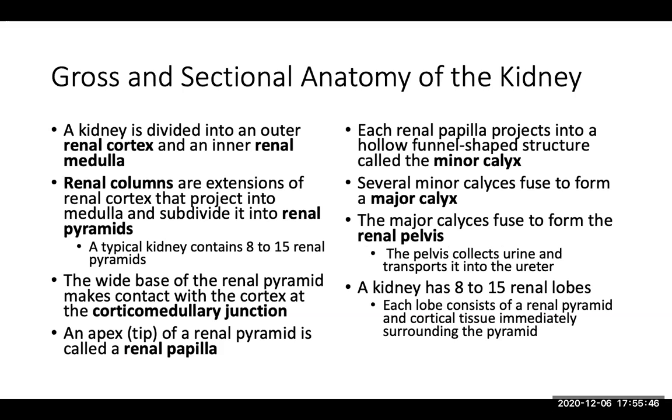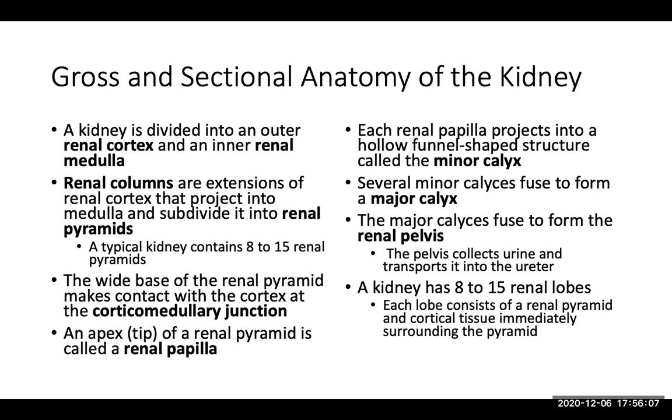The general sectional anatomy of the kidney. So a kidney is divided into an outer renal cortex layer and an inner renal medulla. The renal columns will be extensions of the renal cortex that project into the medulla and divide it into what we call renal pyramids. And a typical adult kidney has 8 to 15 renal pyramids.